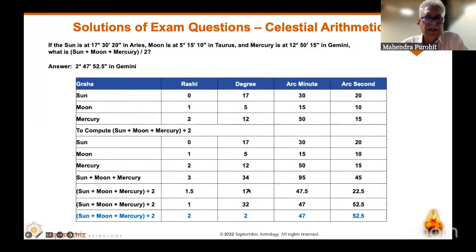Now this is 17 only, but 0.5 you have taken from here. So 0.5 Rashi means 15 degree because one Rashi is 30 degree. So 0.5 multiplied by 30 will give 15 only. So 15 added to 17 will give you 32, and this will remain this thing. So this again, 32 is more than 30, so you will make it 2 degree and 1 Rashi will be added to this thing. So this will become 2, 2, 47, 52 means Gemini sign 2 degree 47 minutes 52.5 seconds.